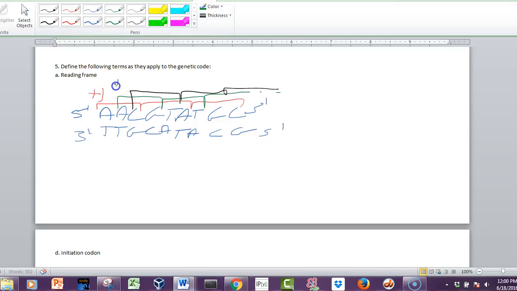This green one would be +2. And then this black one would be +3. Plus meaning we're using the top strand, and we just call that the positive direction. So those are 3 possible reading frames.